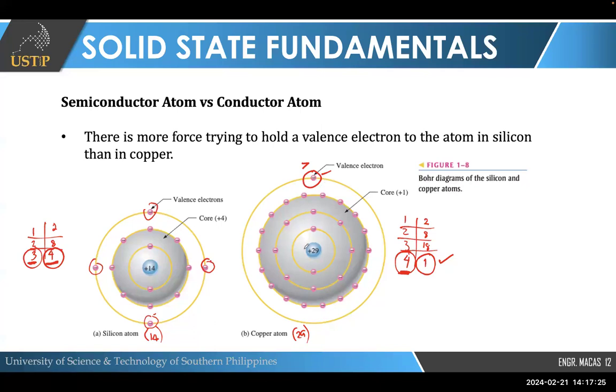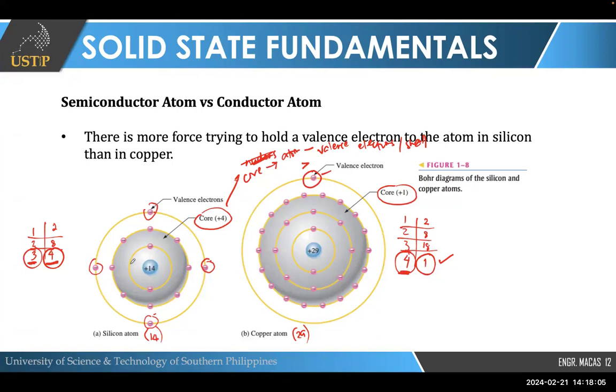Another thing is your core. What is the core? Remember that our net charge is 0. The core is your whole atom minus your valence electrons or valence shell. Everything except your valence shell. That is the core.